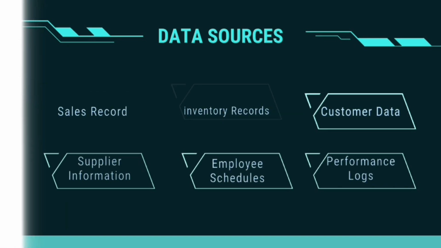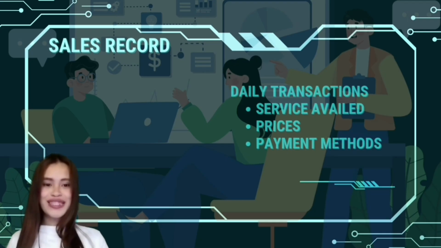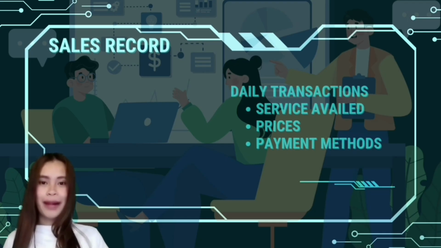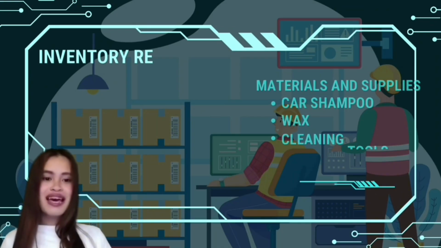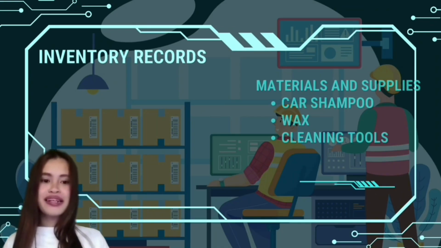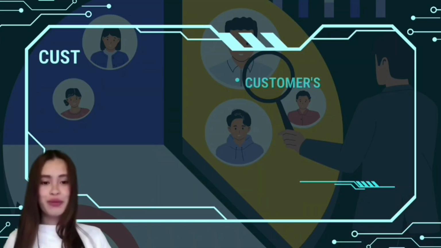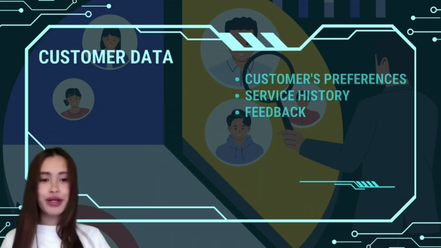The sales records, details of daily transactions such as service availed, prices, and payment methods. The inventory records, which track the materials and supplies like shampoo, wax, and cleaning tools. For the customer data, it includes information about the customer's preferences, service history, and feedback.